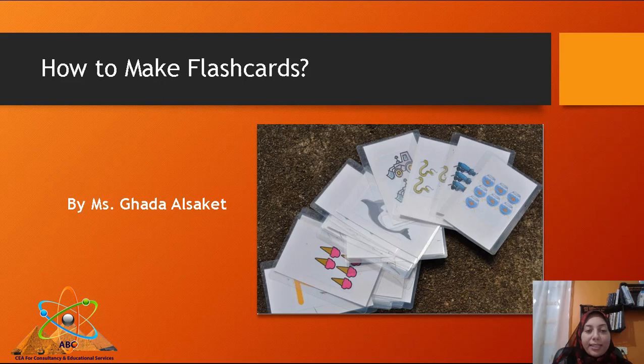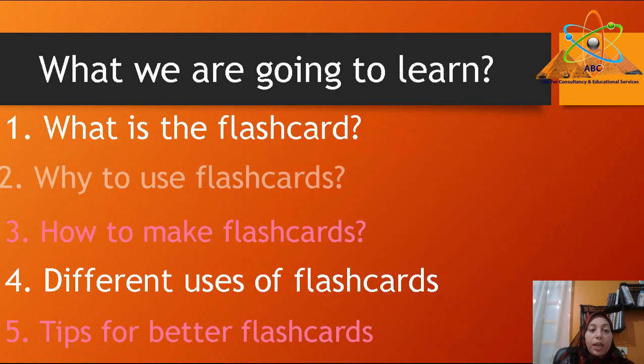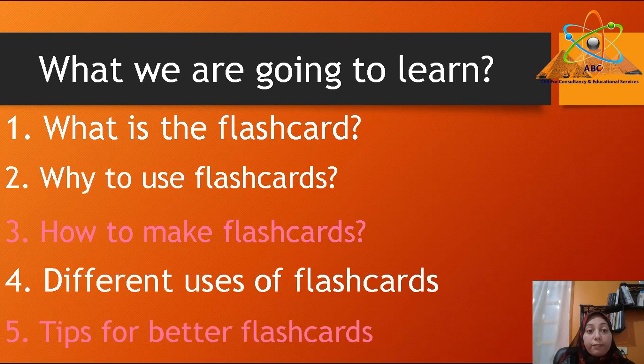Welcome to your fourth and last day in our workshop on making flashcards. We have learned before about what a flashcard is, the different types of flashcards, how to make these types, and the benefits of using flashcards. Today we are going to take the last type of flashcard, which is the digital flashcard. We're going to learn digital flashcards, and the last part is tips for better flashcards.